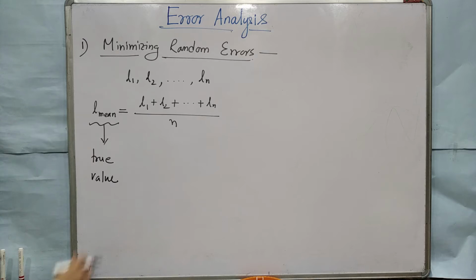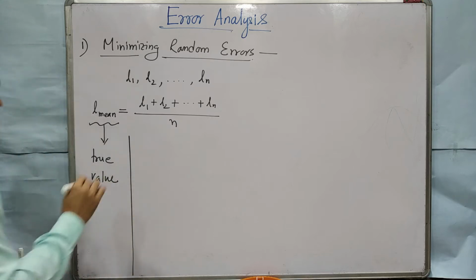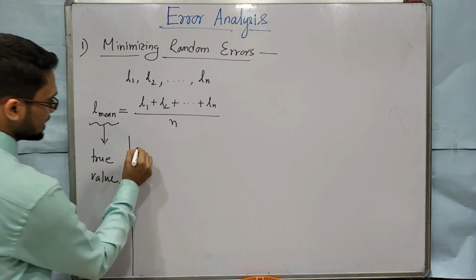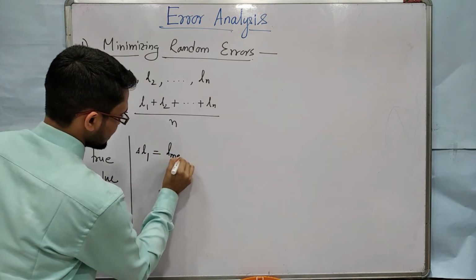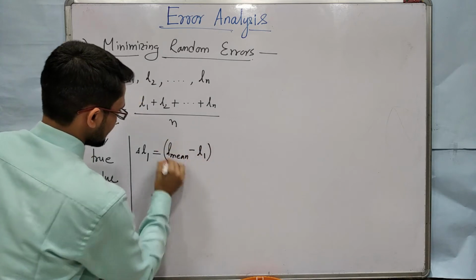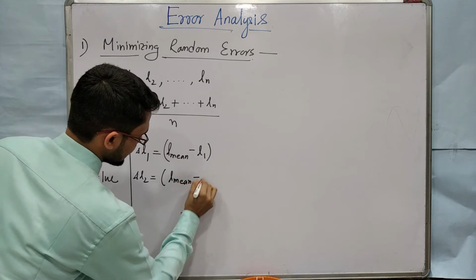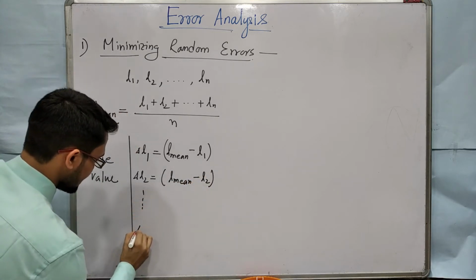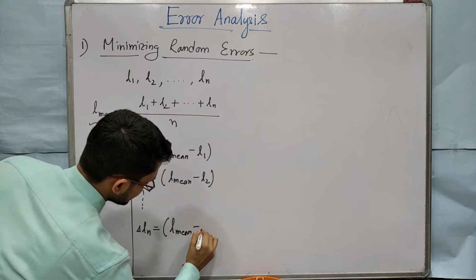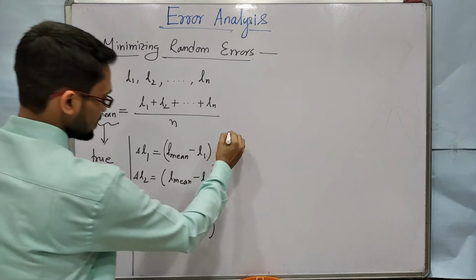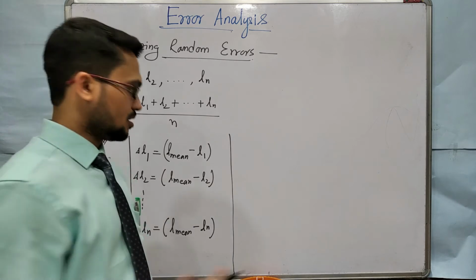Now first we will find the error for each reading, then we will take their average. So delta L1 is equal to L mean minus L1. In this way delta L2 is L mean minus L2, and delta Ln is L mean minus Ln. When you calculate these values, you may get positive, negative or 0.